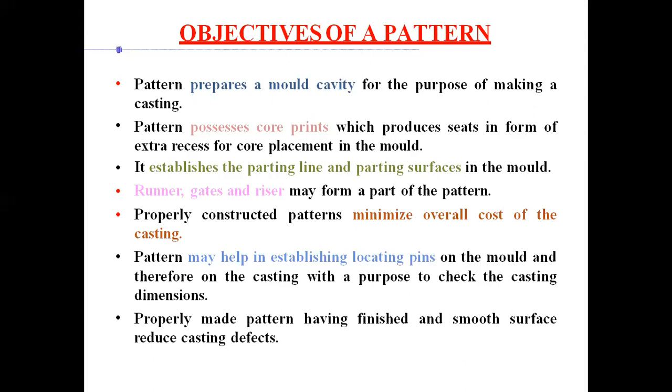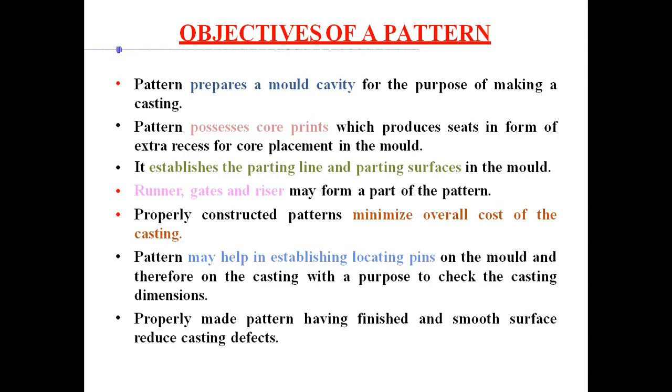We have discussed what is the parting line. The meeting line of the cope and drag. Runner, gates and riser may also form a part of the pattern. Okay, depends on the case. Properly constructed patterns minimize overall cost of the casting, right? So there is a lot of design features involved. If a lot of design and considerations are kept, then it will help to minimize the overall cost of the casting.